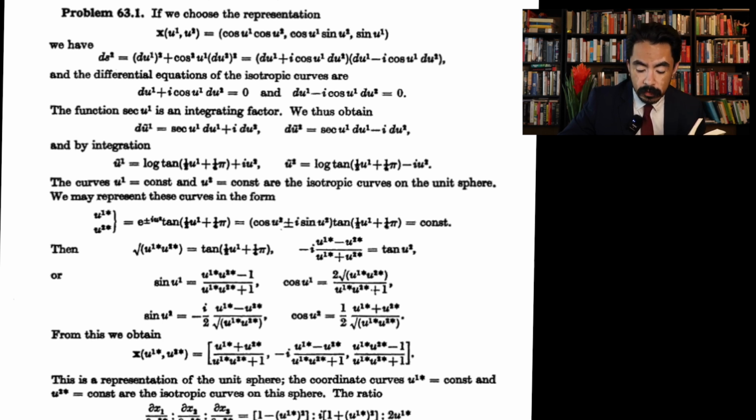And the differential equations of the isotropic curves are du1 plus i cosine u1 du2 equal to 0, and du1 minus i cosine u1 du2 equal to 0. The function secant of u1 is an integrating factor. We thus obtain that du1 tilde is equal to secant of u1 times (du1 plus i du2), and du2 tilde is equal to secant of u1 times (du1 minus i du2).